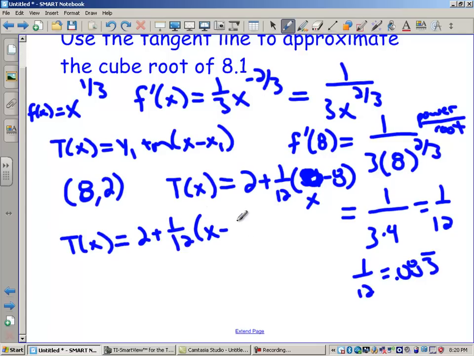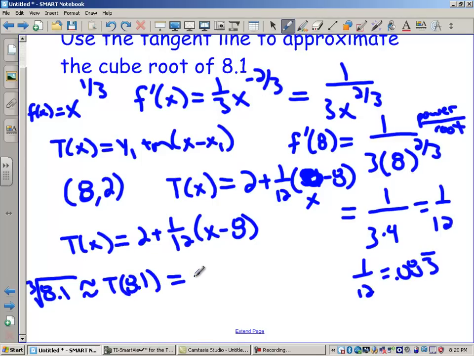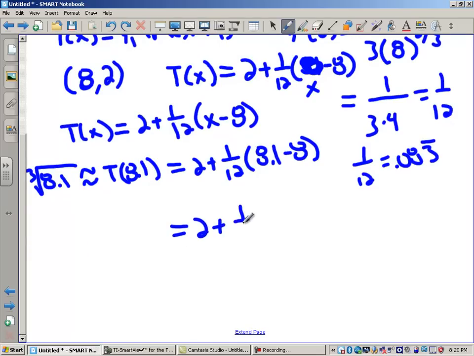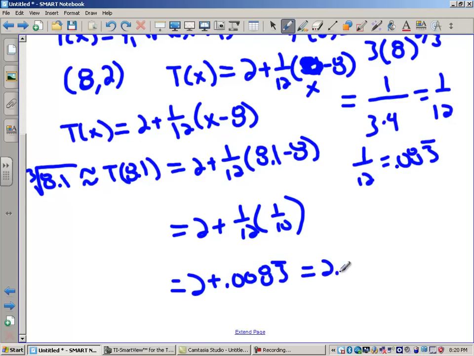So here is my tangent line equation to the cube root function centered at 8. And we want to know the cube root of 8.1. So I'm going to say that's approximately equal to the tangent line at 8.1, which is equal to 2 plus 1/12 times 8.1 minus 8. And that is 2 plus 1/12 times 1/10. Now, if you know 1/12 is 0.083 repeating, 1/10 is just move the decimal over once. So that's 2 plus 0.0083 repeating, which is 2.0083 repeating. That is what I think the cube root of 8.1 is.